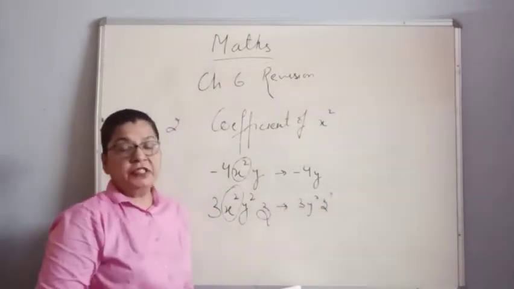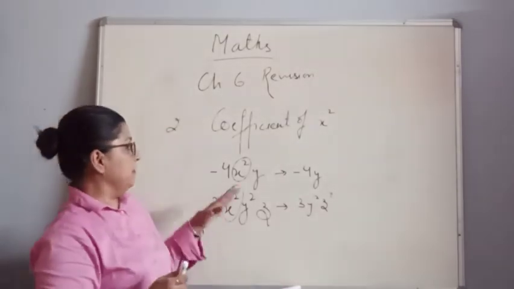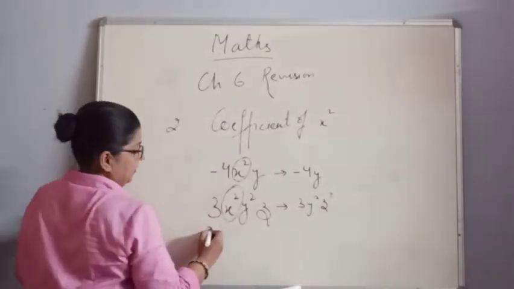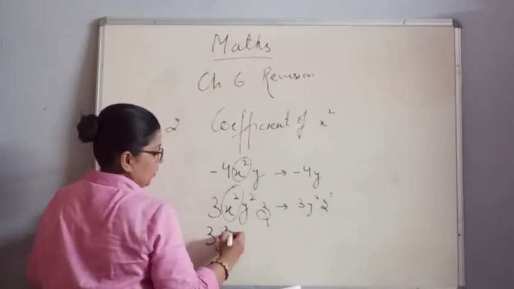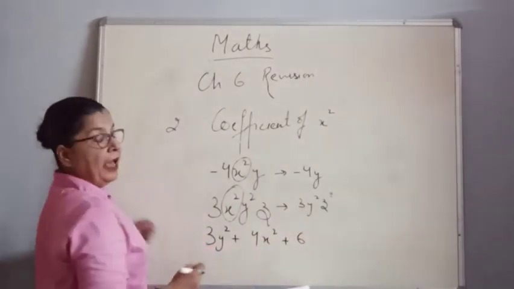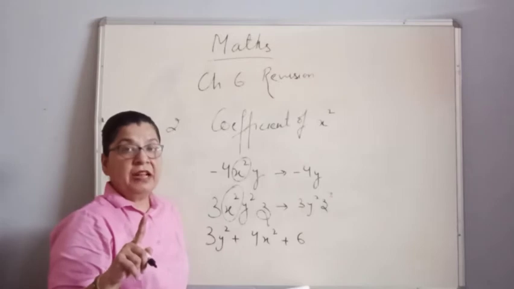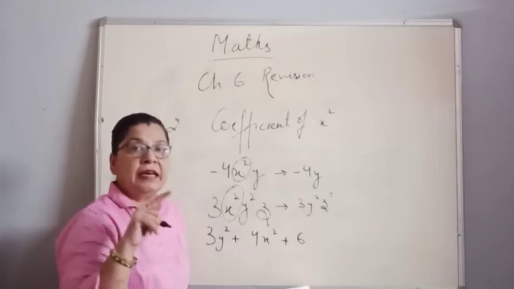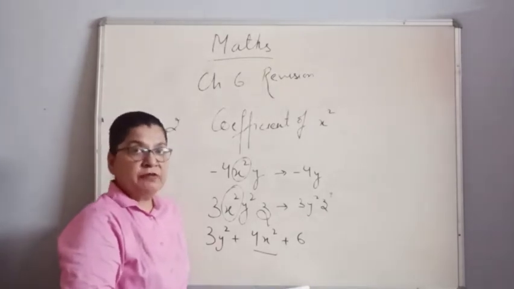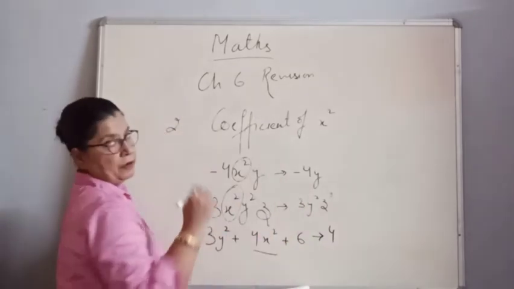Means whatever coefficient they are asking for in a particular way, we will leave that and we will write all the others. In case I am having 3y square 4x square plus 6 and we have to write the coefficient of x square, first step we will identify which term is having x square. So this term is having x square and from this we will remove the x square. So what is left? Our answer is 4.